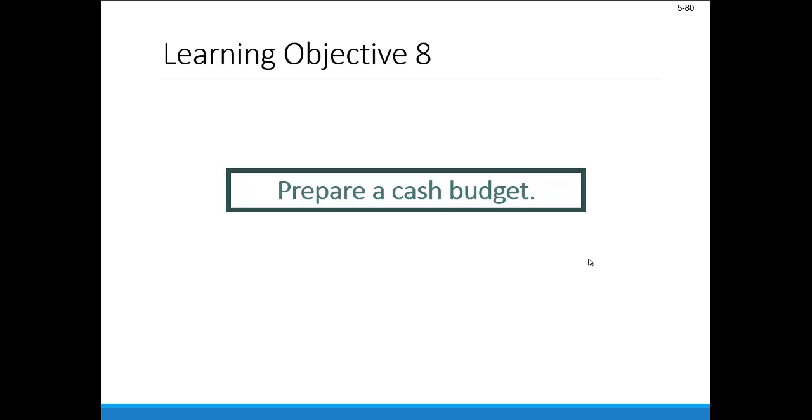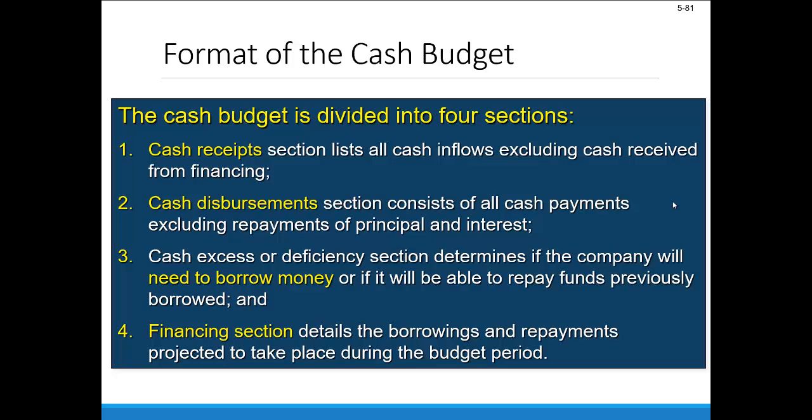That brings us to learning objective 8, prepare a cash budget. So the cash budget is typically split up into 4 sections, or at least 4. First would be cash receipts. We're going to show all the cash inflows from collections of credit sales, things like that. Second, we're going to show the cash disbursements. It's going to show all of our cash outlays for payments for things like materials, labor, and so on. Excluded from that, though, are repayments of borrowings.